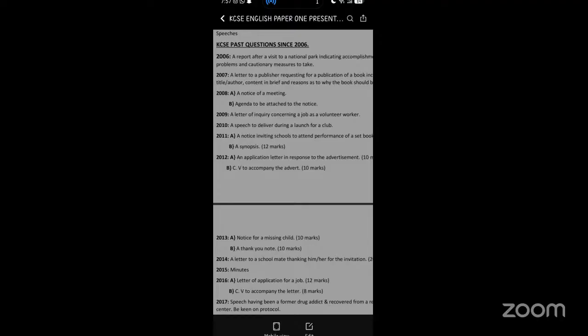Okay, 2008: A, a notice of a meeting. B, agenda to be attached to the notice. 2009: a letter of inquiry concerning a job as a volunteer worker. 2010: a speech to deliver during a lunch for a club. 2011: a notice inviting schools to attend performance of a set book. B, a synopsis. And then 2012: an application letter in response to the advertisement. B, CV to accompany the advert.